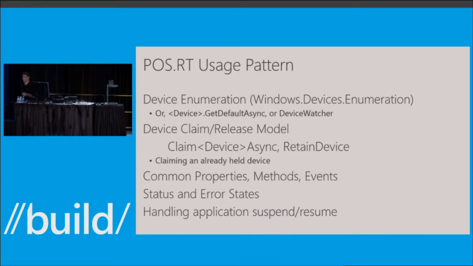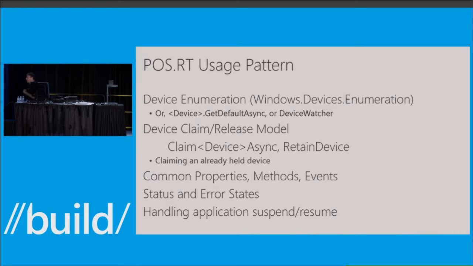So for example, if I've got a barcode scanner, once I've used scanner dot GetDefaultAsync, so now I've got an instance of the scanner, I then call a claim on that scanner, and once I've got the claim, I can then set up my data handler. There's an additional step that needs to be done, and we'll get onto this in a second.